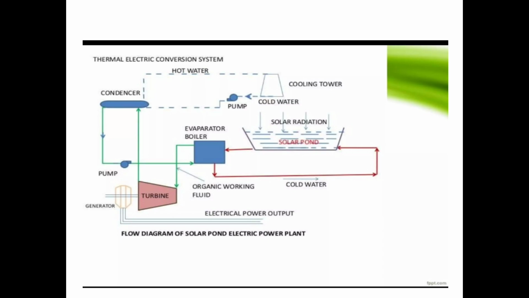This is the flow diagram of a solar pond electric power plant. The thermal energy from the solar pond is used to drive a Rankine cycle heat engine. Hot water from the bottom level of the pond is pumped to the evaporator, where the organic working fluid is vaporized. The vapor flows under high pressure to the turbine, expanding through the turbine wheel and the electric generator. The vapor then travels to the condenser, where cold water from the cooling tower condenses the vapor back into a liquid. The liquid is pumped back to the evaporator where the cycle is repeated.